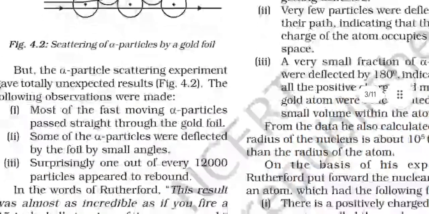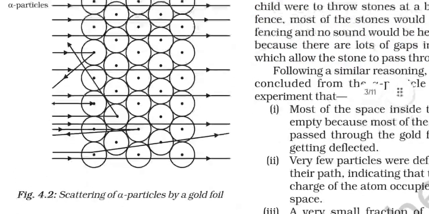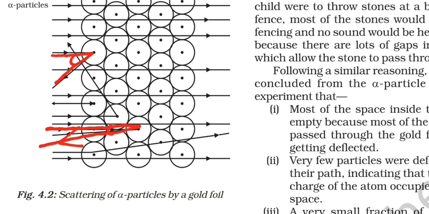Next one, some of the alpha particles were deflected by the foil by a small angle. If you see here, some alpha particles, when they are deflected by that atom, take a small angle and come back. Some alpha particles were deflected by the foil by a small angle like this also. This is the small angle. If you see here also, this is the small angle. It is also, we can say, a small angle.